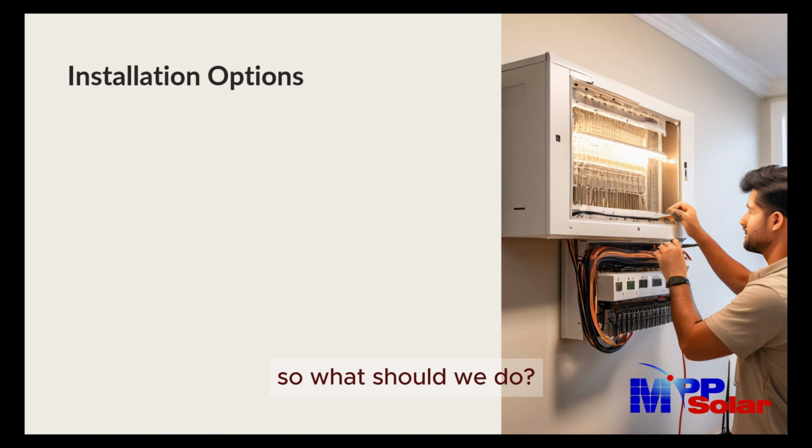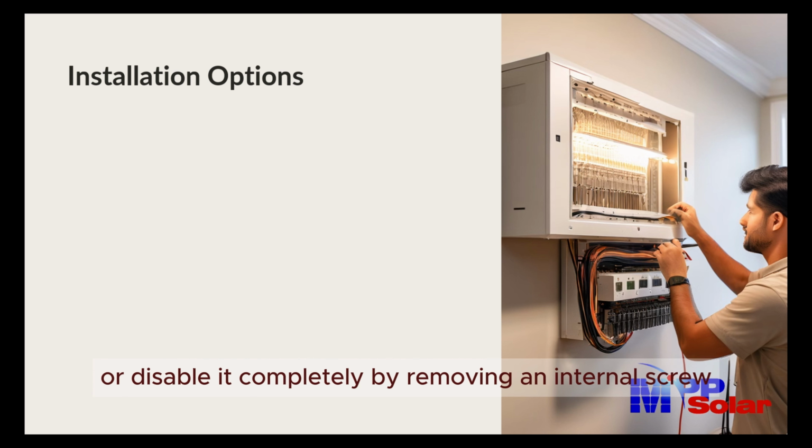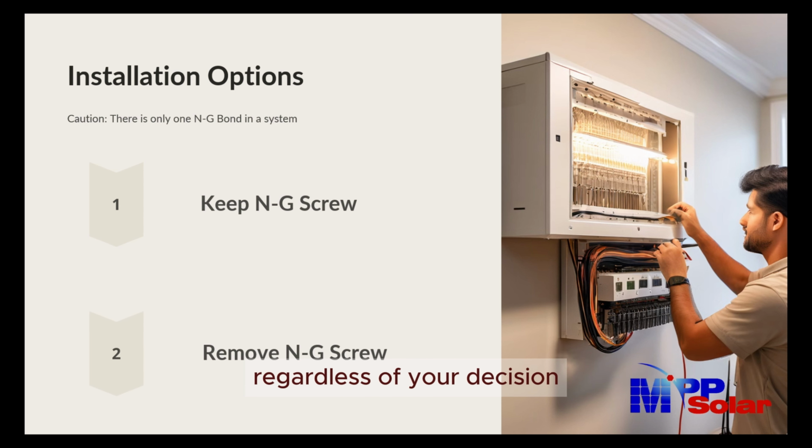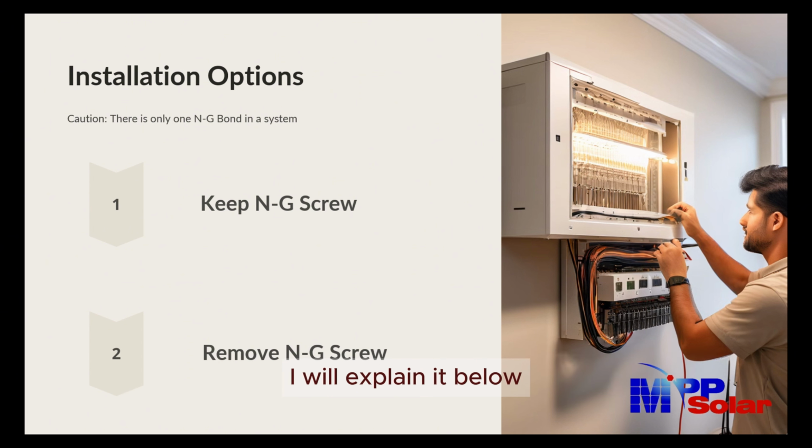So, what should we do? Here, we will talk about installation options. There are normally just two ways: either keep the NG bond feature active or disable it completely by removing an internal screw. Regardless of your decision, always remember there is only one NG bond in the system. I will explain it below.